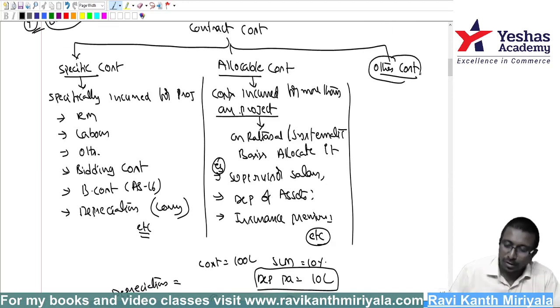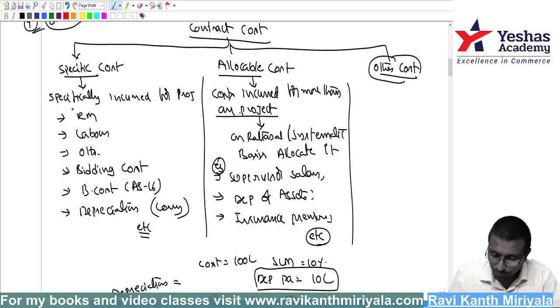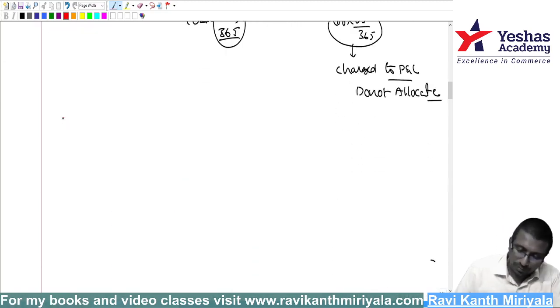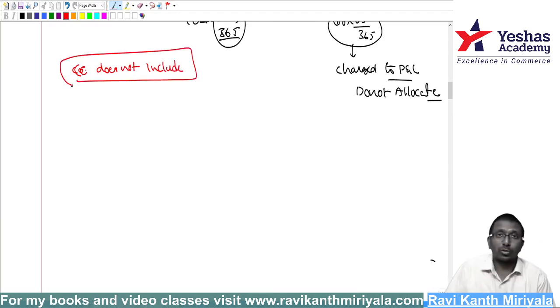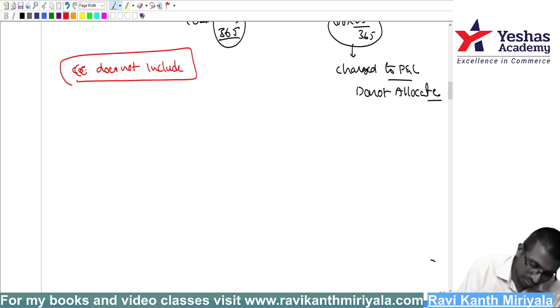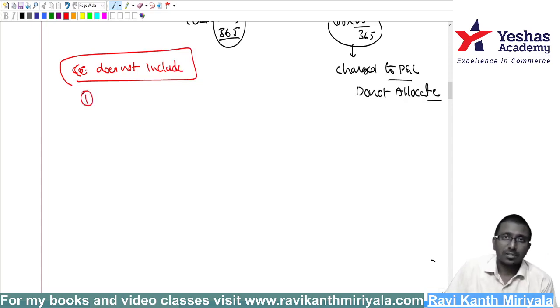But before getting into other cost discussion, first you have to understand what the contract cost does not include. Okay, right. Let us look at that portion now. Contract cost, I'll say CC. CC does not include, means my contract cost does not include number one, the basic first thing.